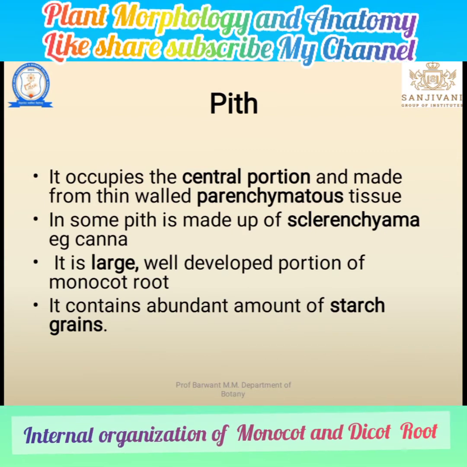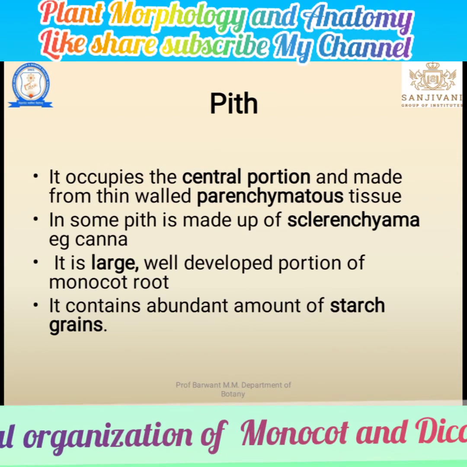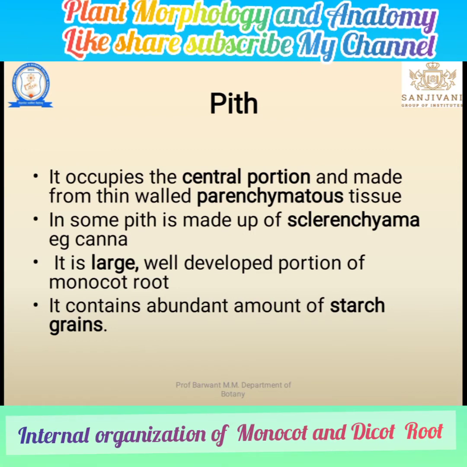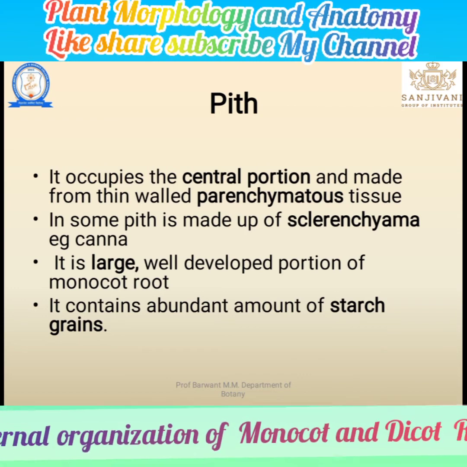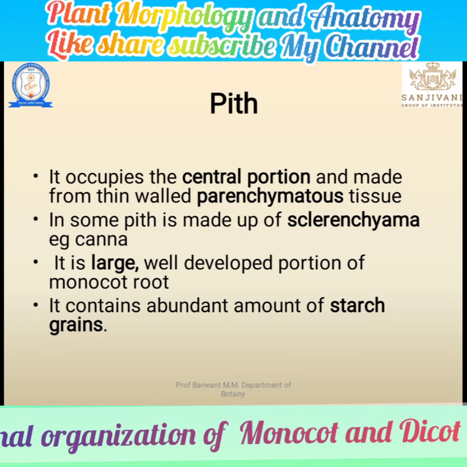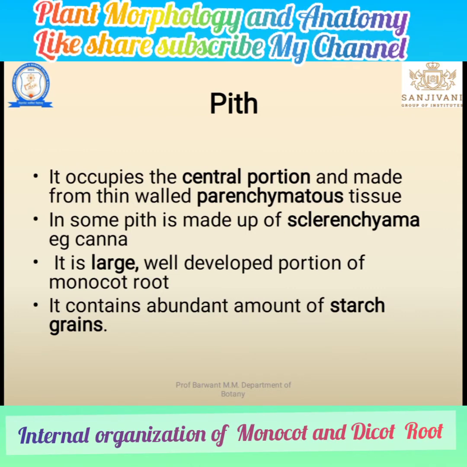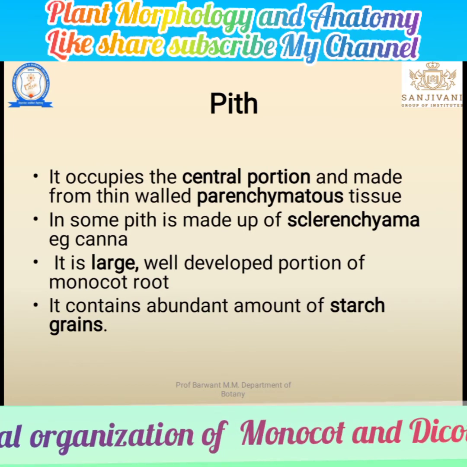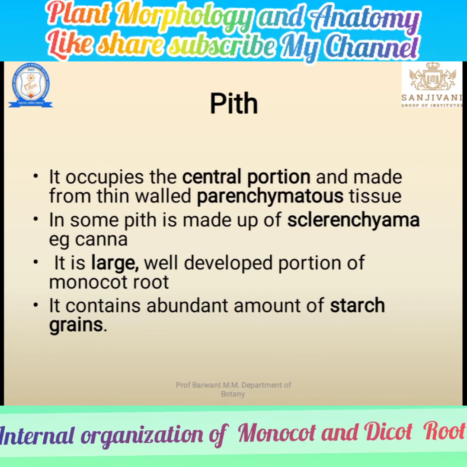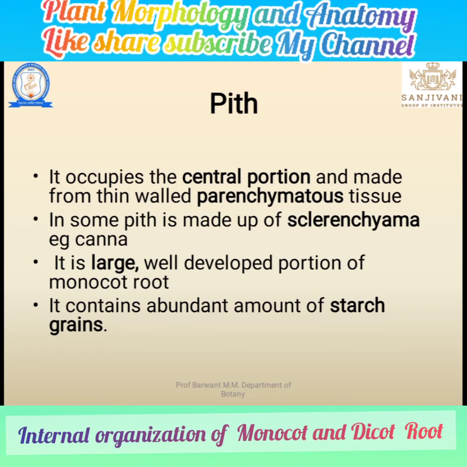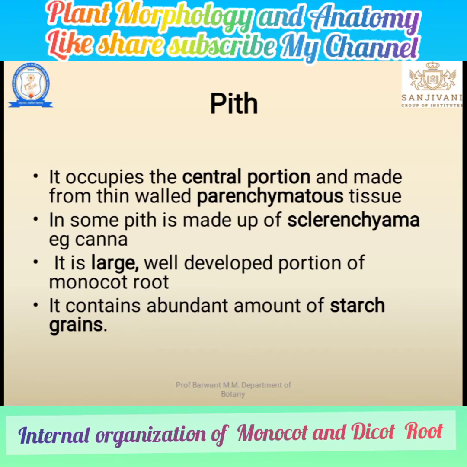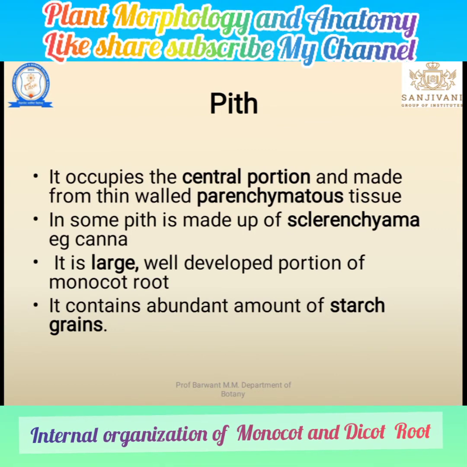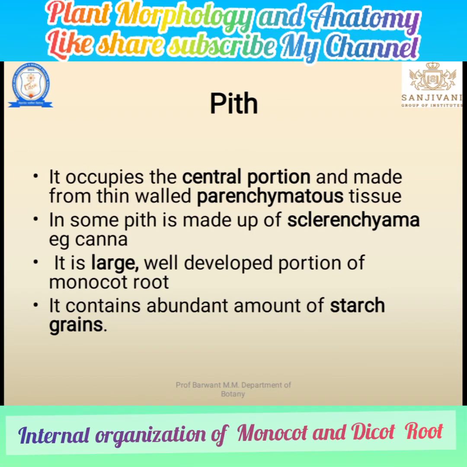Let's see the last part of this section, that is the pith. It is the central portion, made up of parenchymatous cells. Sometimes the pith is made up of sclerenchyma, in hard types of roots, where the root becomes hard. That type of root is made up of sclerenchyma, for example canna. The pith is a large and well-developed portion in a monocot root. If those roots are old, in such roots it is a large and well-developed portion. It contains an abundant amount of starch grains.